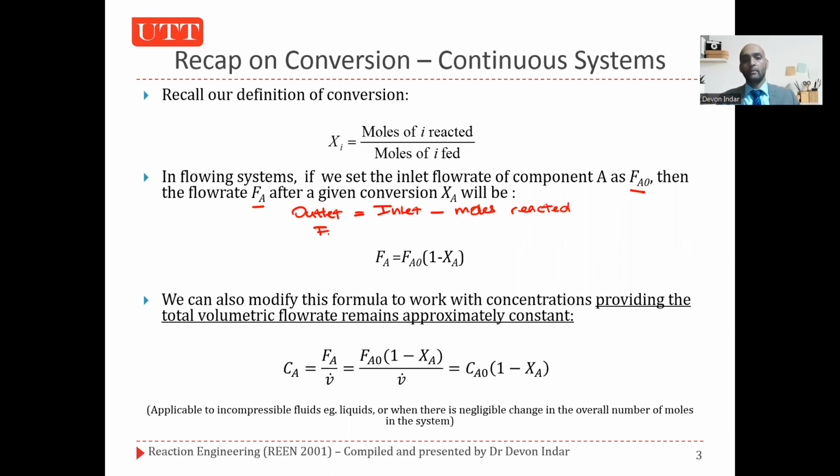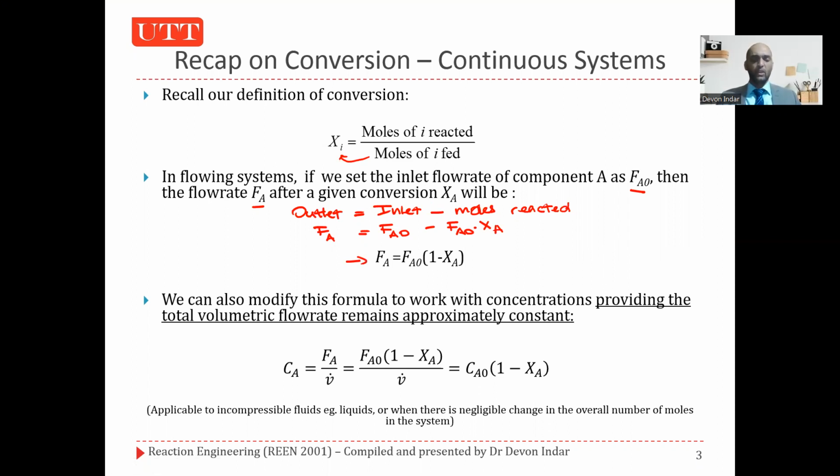So FA is just FA0, and to get the moles reacted, we can just multiply FA0 by XA. And we can factorize out the FA0 to give us this expression.